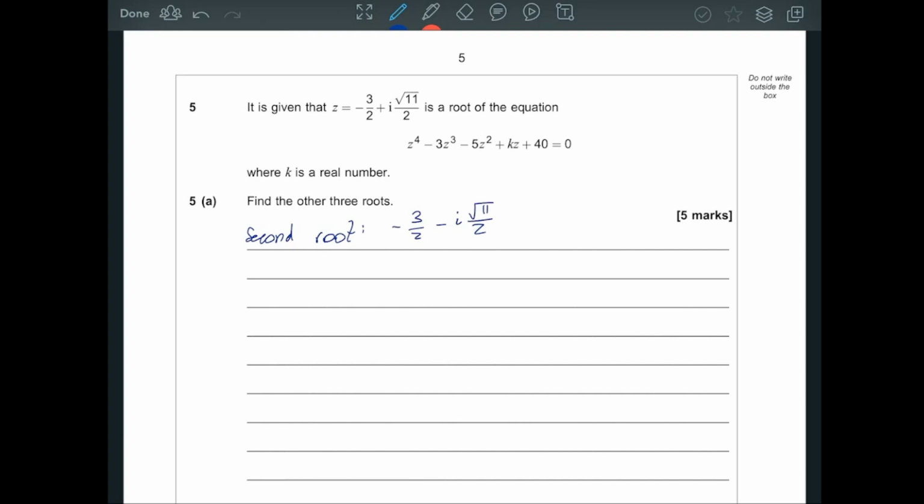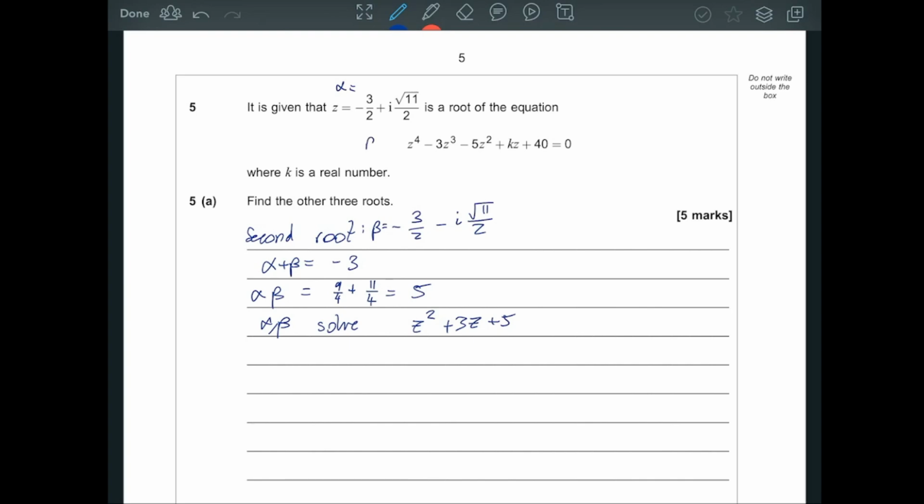Now to find the other 2 roots, I'm actually going to try and find the quadratic which has these 2 solutions. I'm going to call this one alpha, I'm going to call this one beta, and try and find the quadratic with roots alpha and beta. The easiest way to do so is to take the sum, which is minus 3, and the product, which is going to require a little bit more working. 9/4 plus 11/4 is 5. So alpha and beta solve z squared plus 3z plus 5.